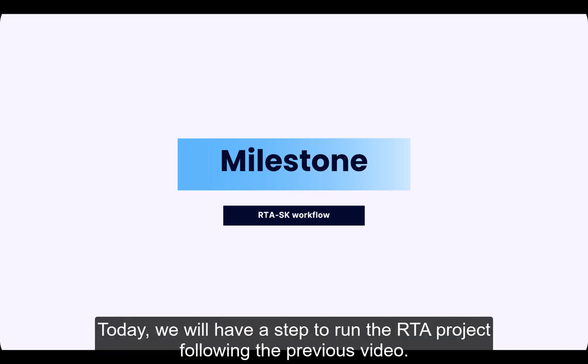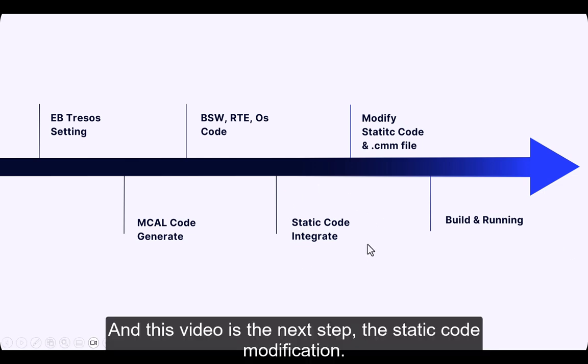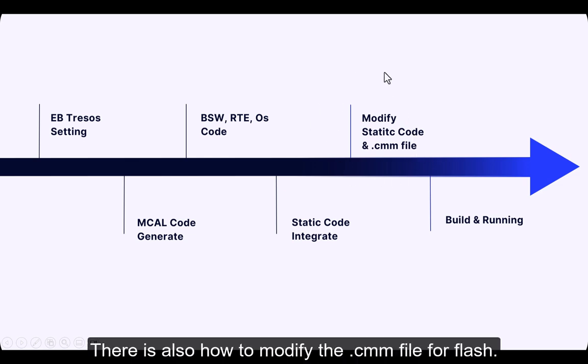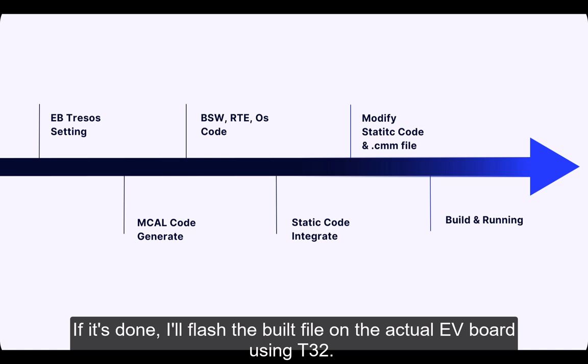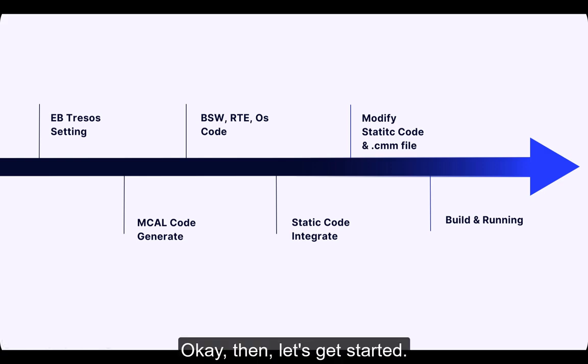Today, we will have a step to run the RTA project following the previous video. In the last video, we even learned how to do static code integration. And this video is the next step, the static code modification. There is also how to modify the .cmm file for Flash. If it's done, I'll flash the built file on the actual EV board using T32. Okay, then, let's get started.